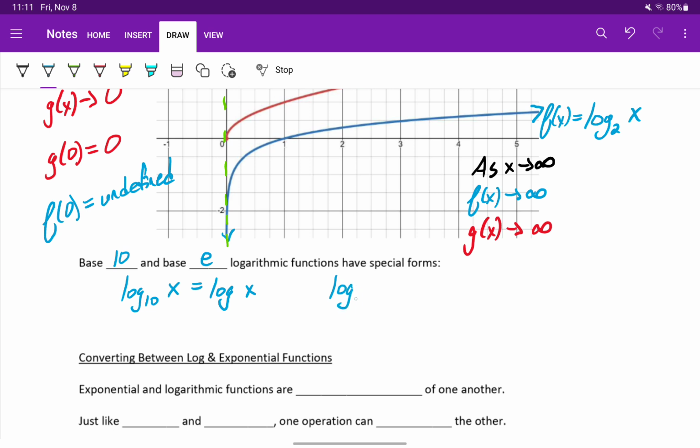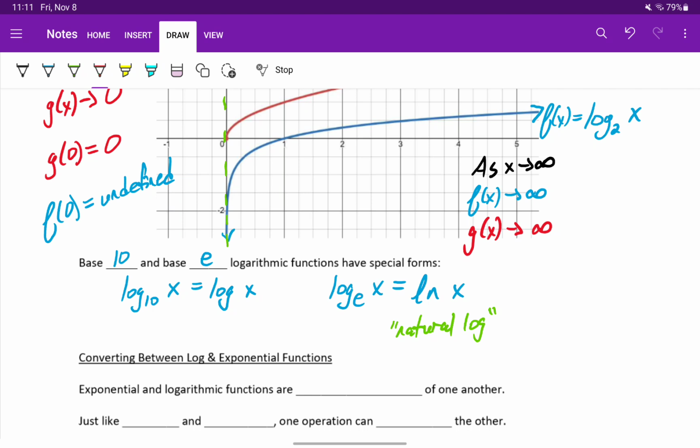And if we have a log base e logarithm, then we would replace that log base e notation with an L and an N, which stands for natural log. I generally write that L as a cursive L just to differentiate it from looking like a 1. But lowercase l, lowercase n of x is the natural log of x.